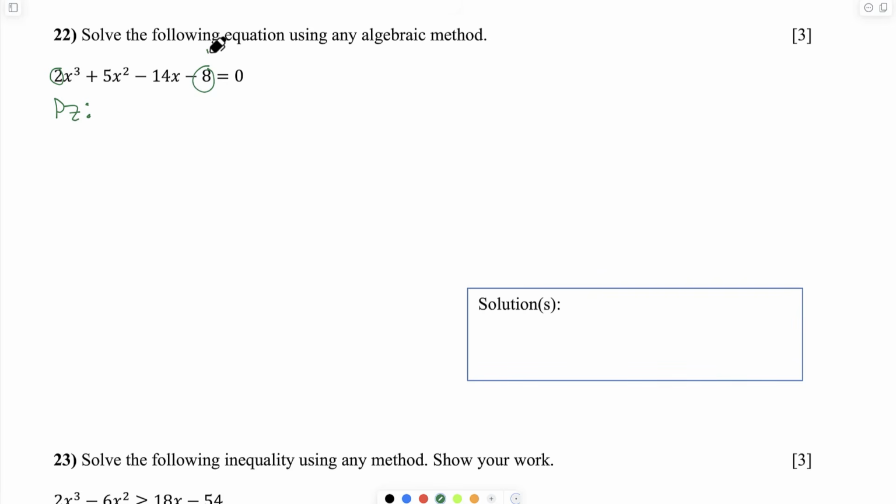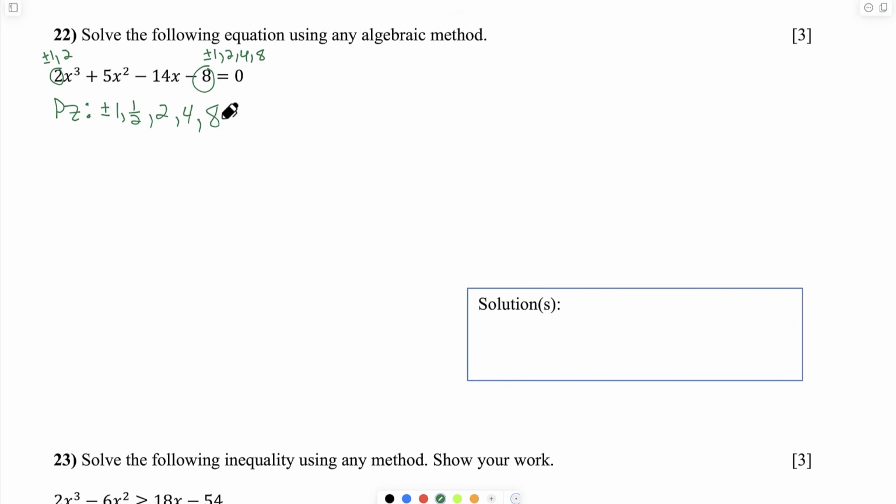So factors of 8 are plus or minus 1, 2, 4, or 8. Factors of the leading coefficient are 1 or 2. So do 1, 2, 4, or 8, each divided by both 1 and 2 to get a full list of all of the possible rational zeros of this function. So 1, plus or minus 1 over 1, 1 over 2. 2 over 1, 2 over 2, which I don't have to write because I already have 1. 4 over 1, 4 over 2. I don't have to write 4 over 2 because I already have 2.